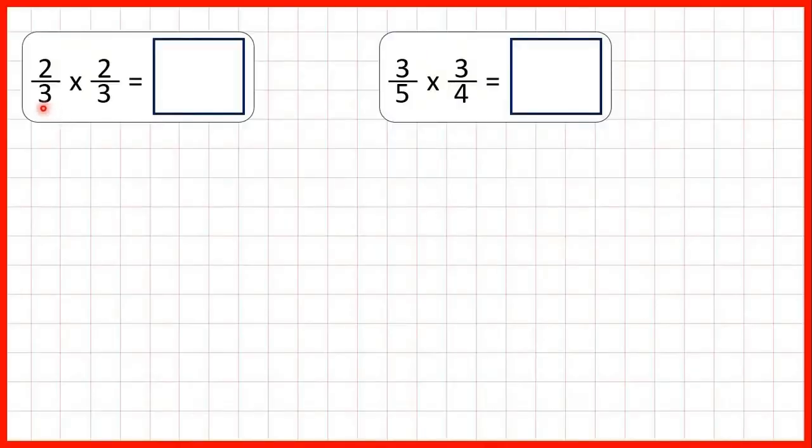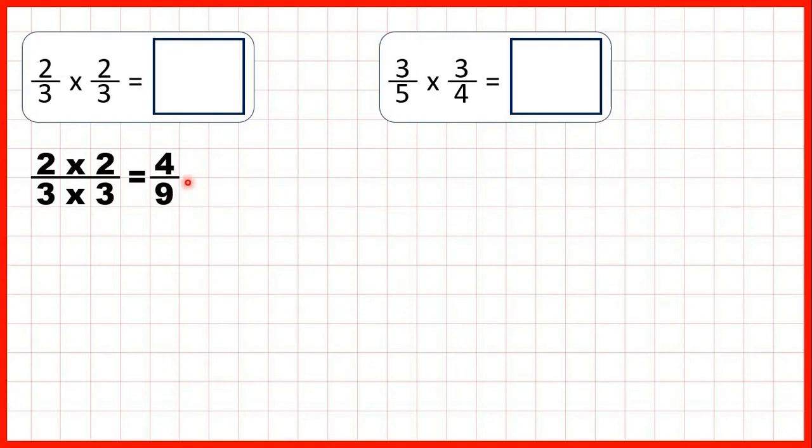Now we have 2/3 times 2/3. So we're multiplying 2 fractions together, and the way we do that is just to multiply the numerators. So 2 times 2 is 4, so that's our numerator, and then we multiply the denominators. So 3 times 3 is 9, so that's our denominator. So our answer is 4/9.